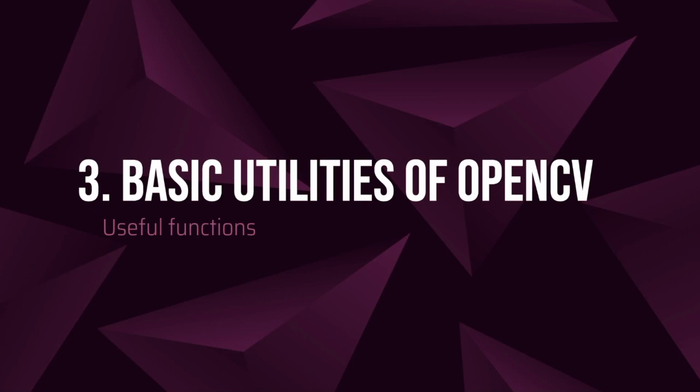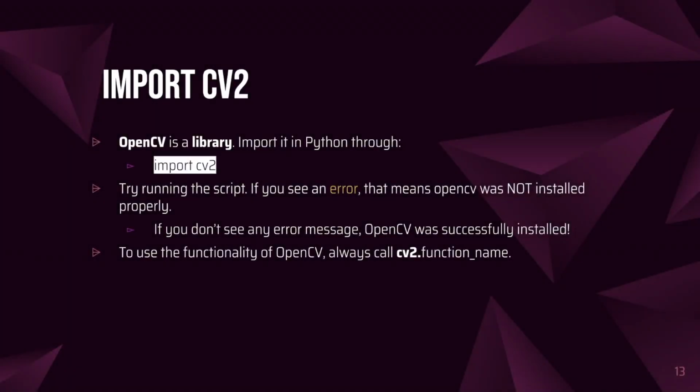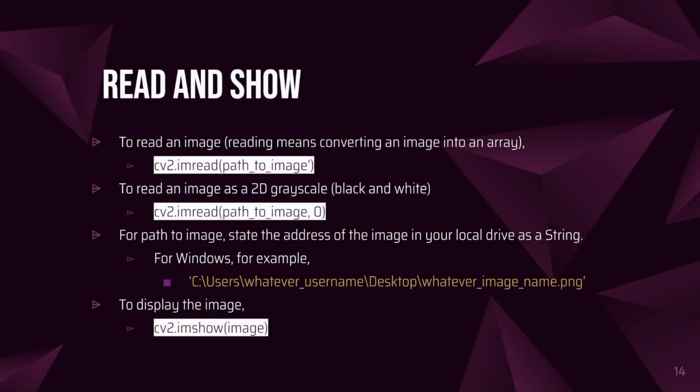Next, we'll learn how OpenCV can handle these functionalities. In the Python script, import OpenCV by stating import cv2, just like you import other Python libraries. If you see any error, that means OpenCV was not installed properly. To use the functionality of OpenCV, always call cv2.functionName. To read an image, by reading I mean converting an image file to a NumPy array, remember the function cv2.imread. And to read an image as a 2D grayscale or black and white as a monocolor, state cv2.imread(path to image, 0). Notice the second parameter passed into the function is 0.